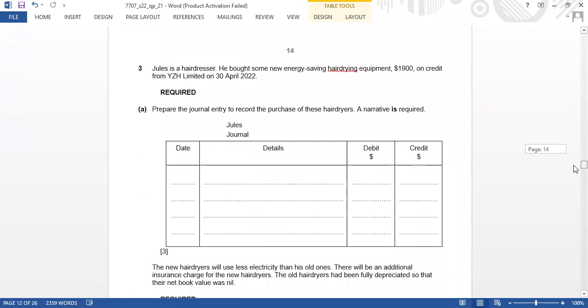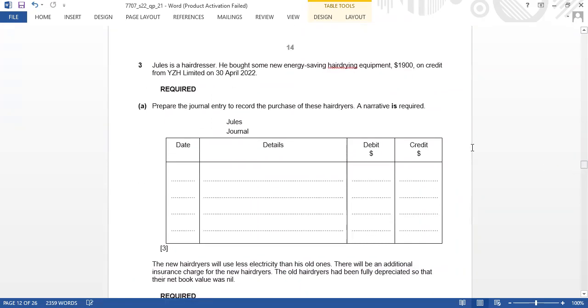Then we have question 3. Jules is a hairdresser. He bought some new energy saving hair drying equipment, 1900 on credit from HYZH Limited on 30 April 2022. Requirement: prepare the journal entry to record the purchase of these hair dryers.